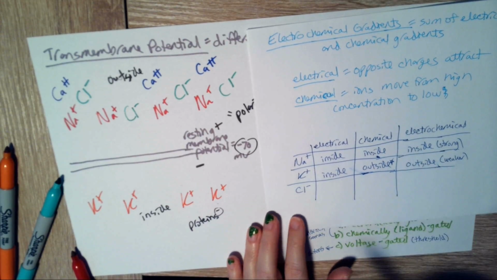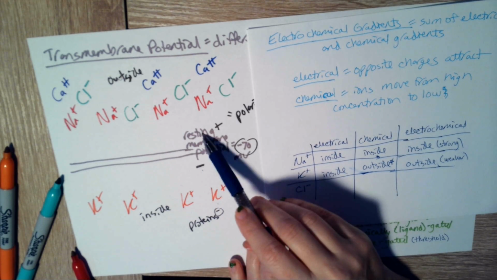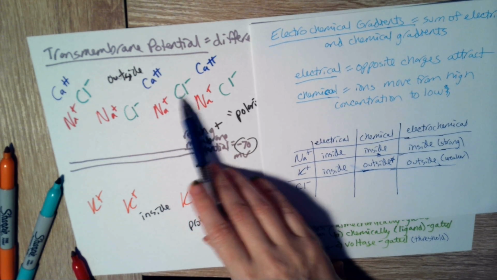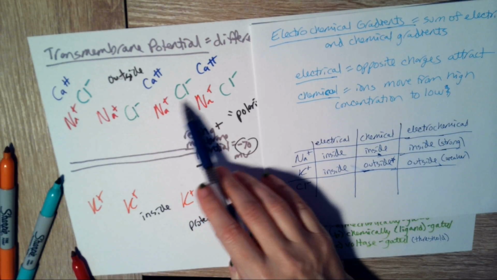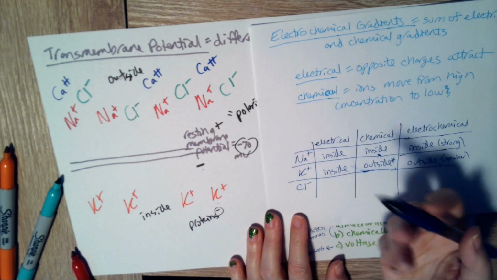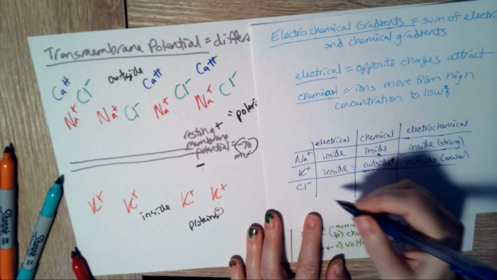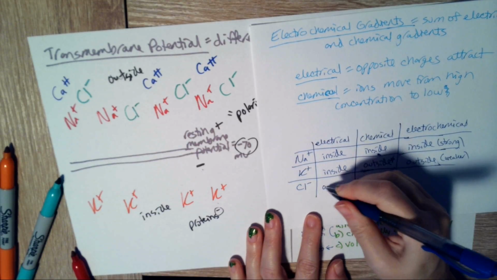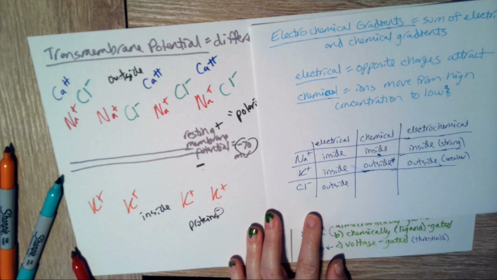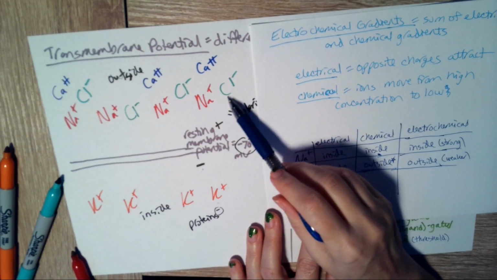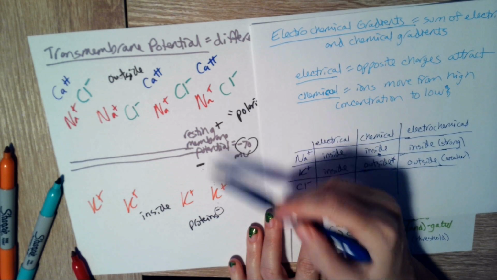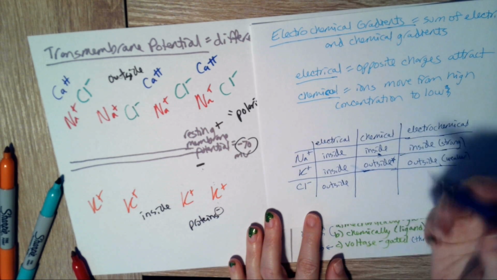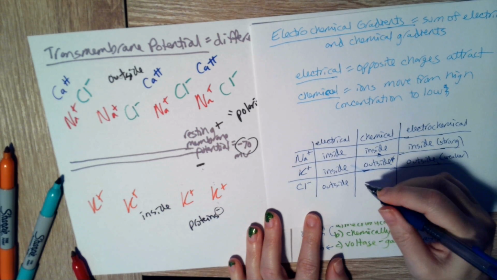Okay, so let's do it for chlorine too. Remember, negative inside, positive outside. Chlorine is a negative ion with a high concentration on the outside. So electrically speaking, chlorine is happy. It's negative, it's outside where it's positive, so outside, electrically speaking, for chlorine. Chemically speaking, high concentration outside the cell, low concentration inside the cell. Chlorine wants to go inside the cell if looking only from the chemical point of view.